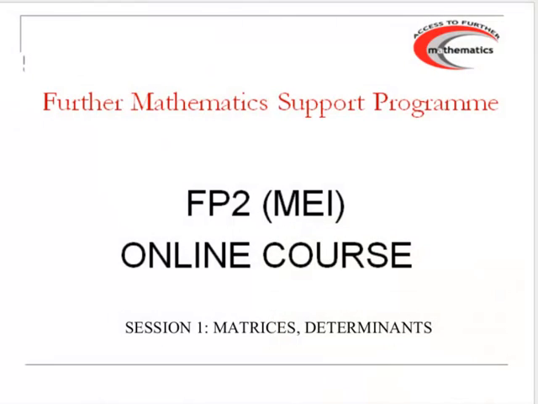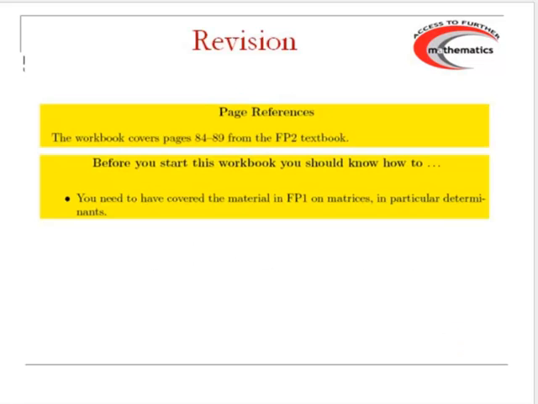So this is going to be the first session of your FP2 course, and we're going to pick up with matrices, which was a new topic for a lot of you in FP1. And we're going to start with looking at some determinants. I just want to show you which bits of the textbook we're aiming for. So we're looking at pages 84 to 89. Those sections within the textbook assume that you've covered the material on matrices in FP1.